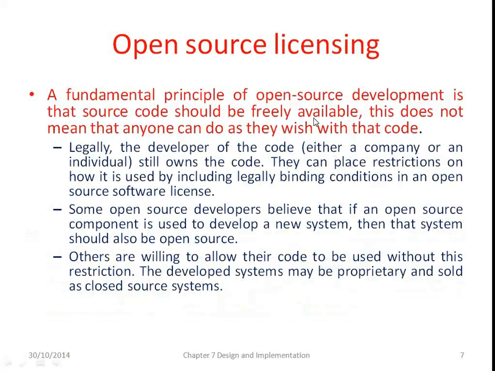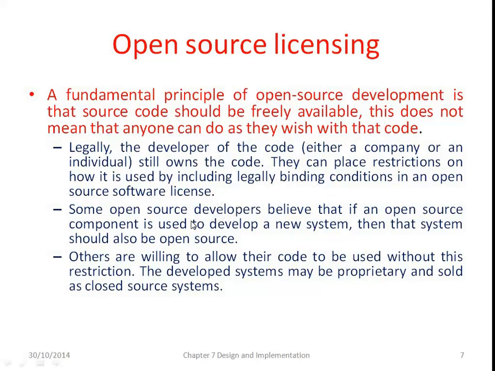Open source licensing. The fundamental principle of open source development is that the source code should be freely available on the internet. Use it and build the software product. This does not mean that anyone can do as they wish with that code. Legally, the developers of the code, either a company or an individual, still own the code. They place restrictions on how it is used by including legally binding conditions in an open source software license.